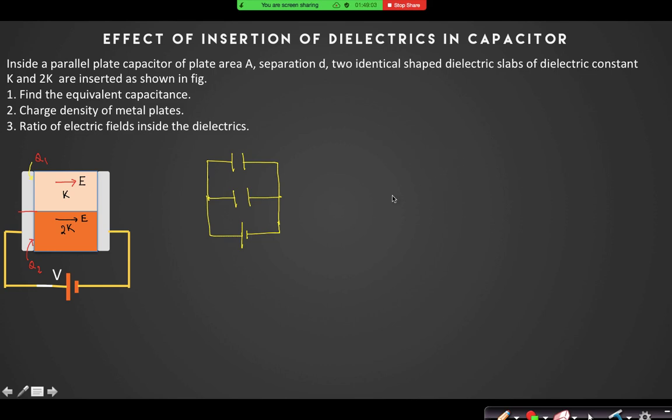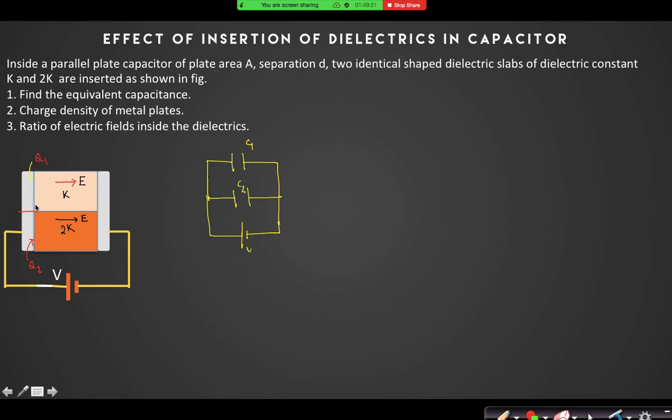If the electric field is the same in both the upper and lower slabs, then the charge will definitely be different because E is related to Q and K are different. So that is why I have taken the charge different. So I have taken this as a parallel configuration. No problem in that. C1 and C2 are parallel.